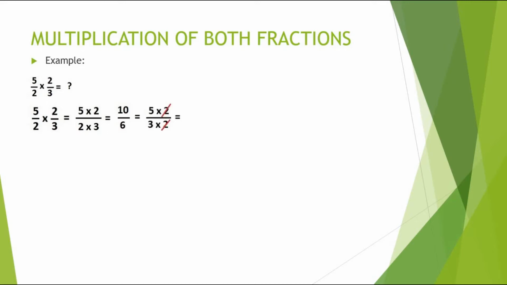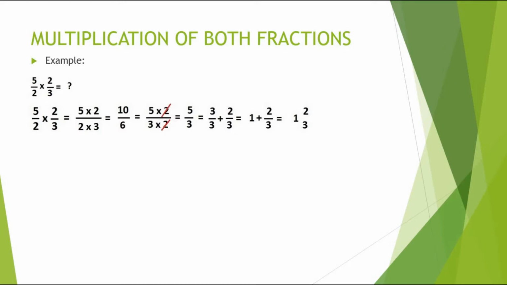Ang 10, ang factors niya is 5 times 2. And ang 6 naman is 3 times 2. Okay? So, 5 times 1 is equals to 5. And 3 times 1 is equals to 3. So, 5 over 3. Kailangan pa rin natin i-reduce. So, ang 5 over 3 is actually equals to 3 over 3 plus 2 over 3. So, 3 divided by 3 is equals to 1. And, dahil plus siya, plus sign is equals to n. So, ang ating sagot is 1 and 2/3.